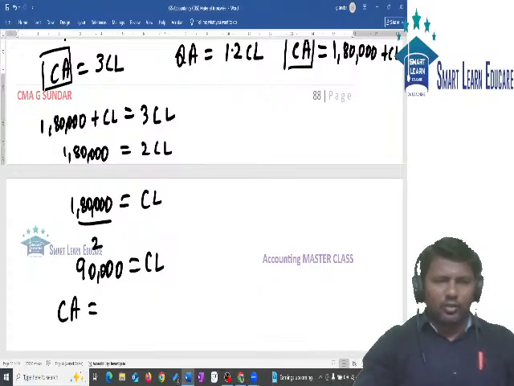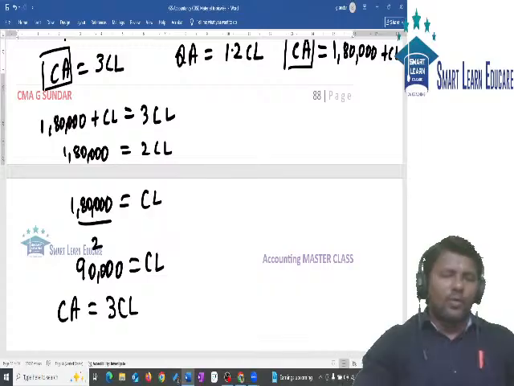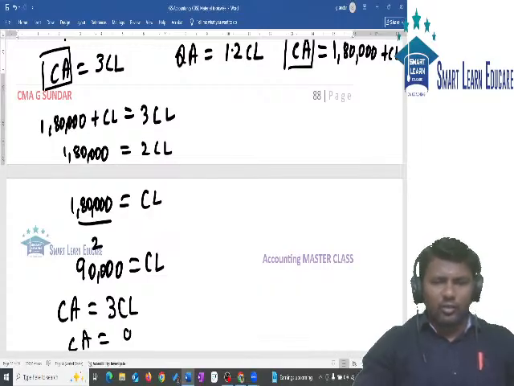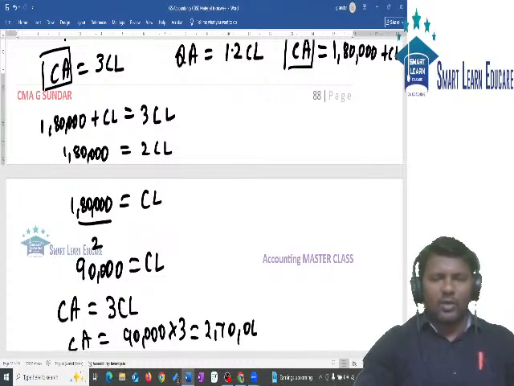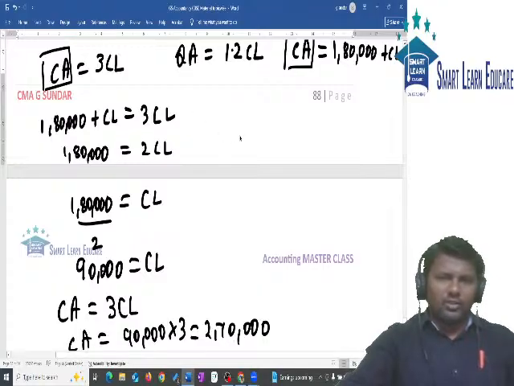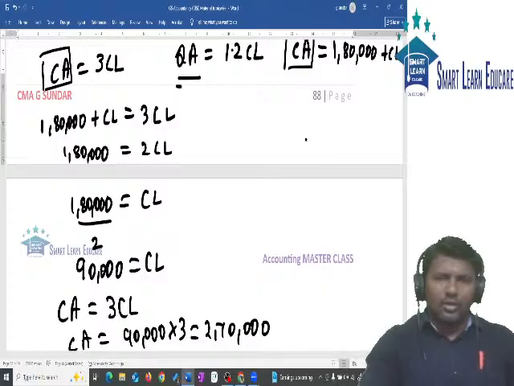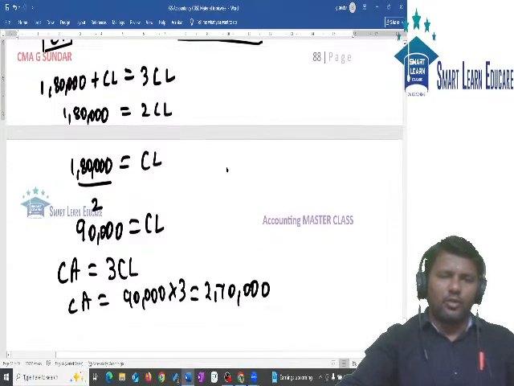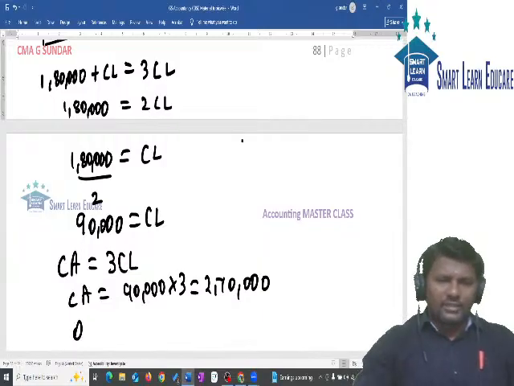Current asset is equal to 3 current liability. What is your current asset? Current asset is equal to 90,000 into 3. 90,000 into 3 will give you 2,70,000. With this we found current asset. Once you found current asset, you can find out quick asset also. What is quick asset? Current liability we know. Quick asset is equal to 1.2 current liability.